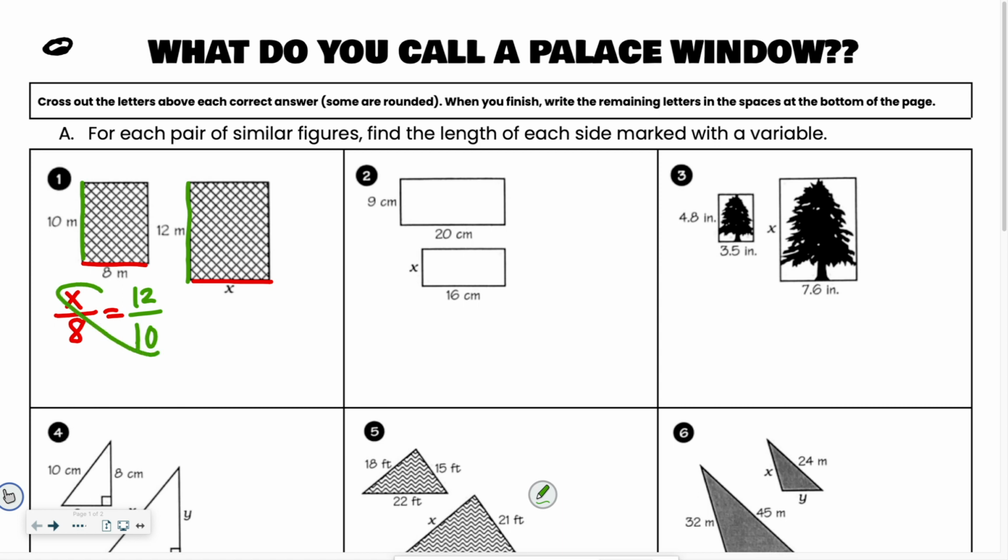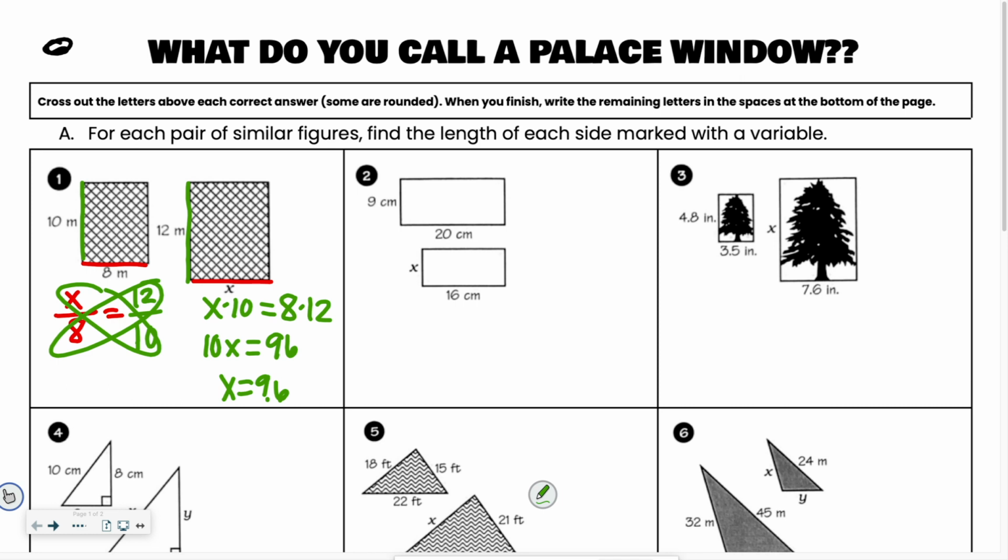So we'll have x times 10. Set that equal to 8 times 12. So we'll have 10x equal to 96. Divide by 10, and x will be 9.6. Okay, let's see what the directions say. It says, cross out the letters above each correct answer. Some are rounded. When you finish, the remaining letters will be the answer.